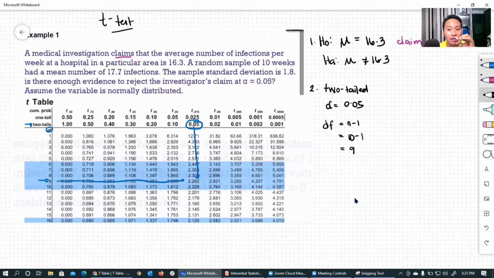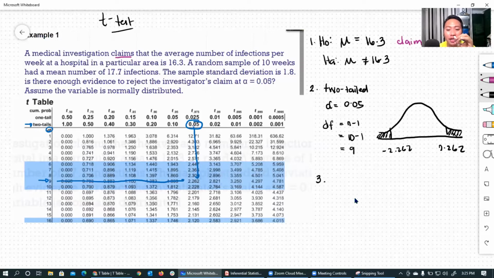So in other words, the critical value that we have for a two-tailed test is positive 2.262 and negative 2.262. So we already have a critical value.